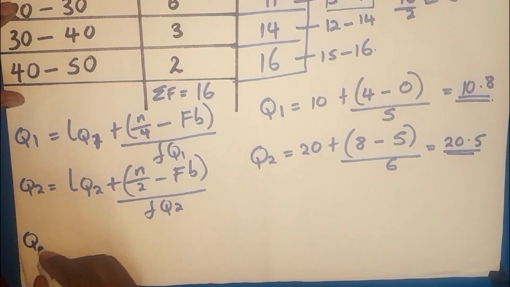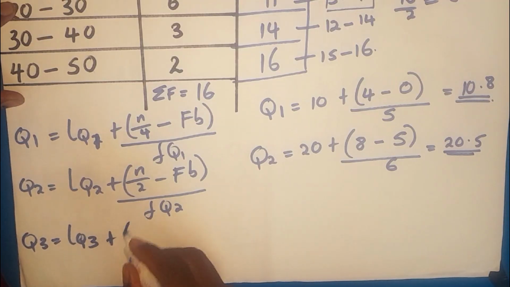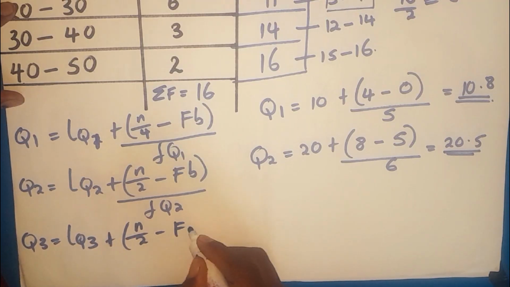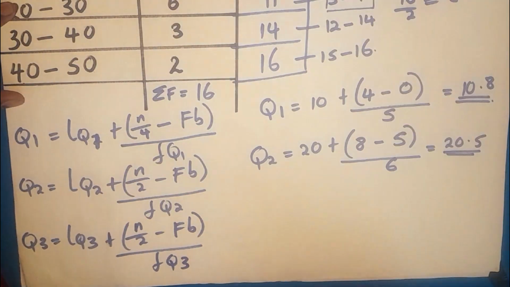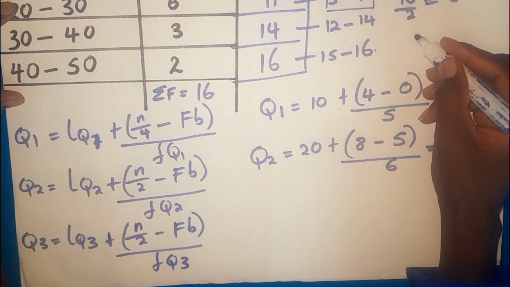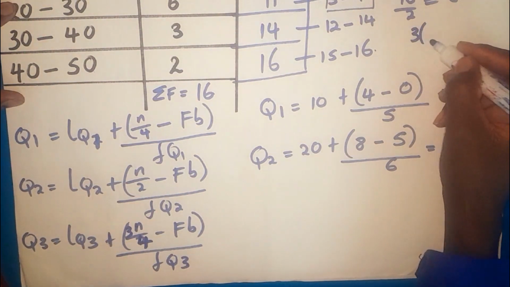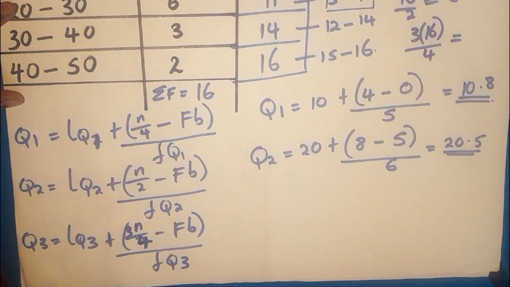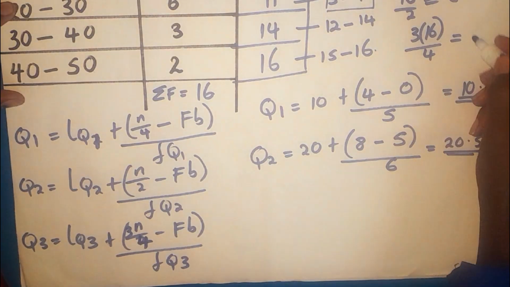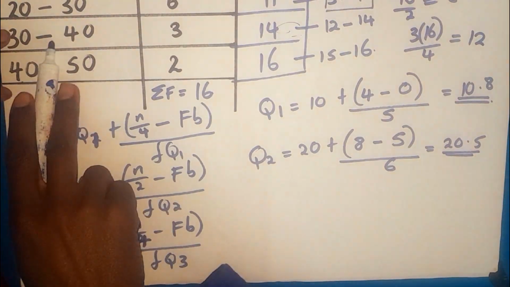So let us go on to the third quartile. The third quartile is equal to the lower class boundary of the third quartile plus 3n over 4 minus FB, over FQ3. Oh, sorry, here it is 3 over 4. So now let us find the location of the third quartile. We say 3 multiplied by 16 divided by 4. We get 12. And the 12 is located in this class, meaning our third quartile class is located here.